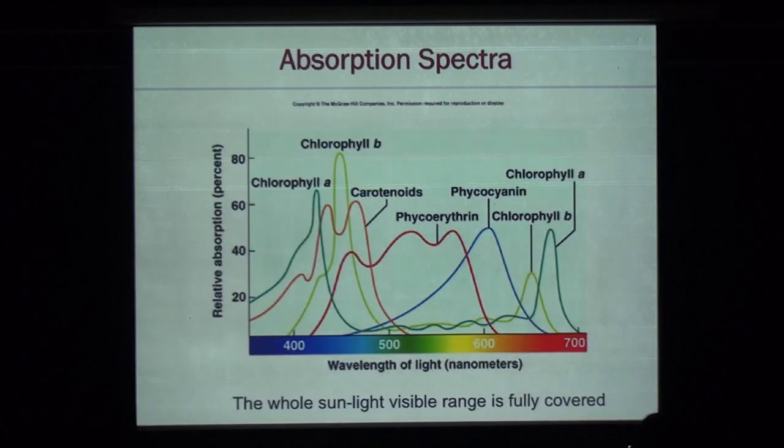Now, if you put the absorption spectra of all those pigments together, you see that they cover the visible range: chlorophyll A, chlorophyll B, carotenoids, and phycoerythrin, phycocyanin. This is the Q band of chlorophylls.